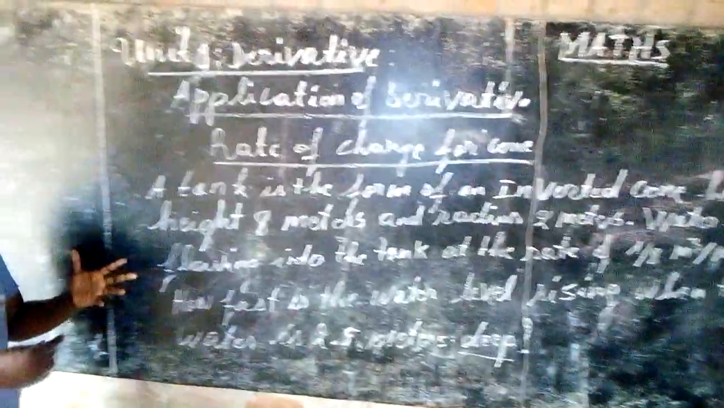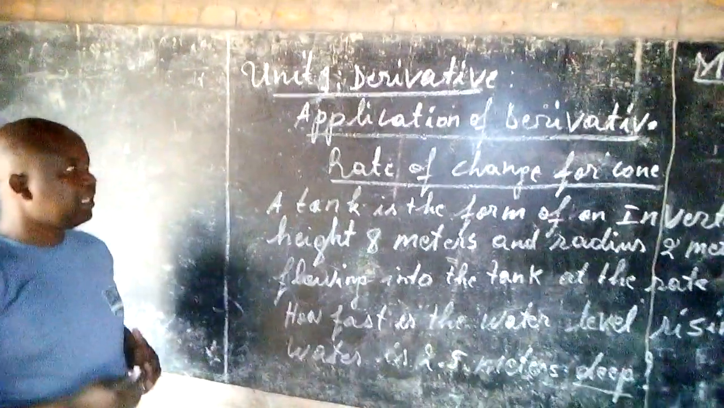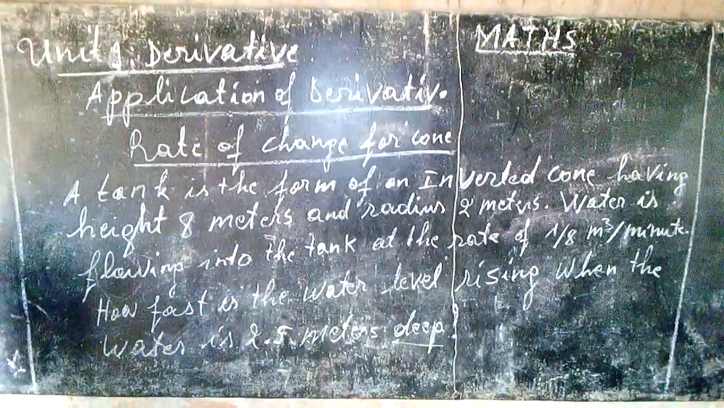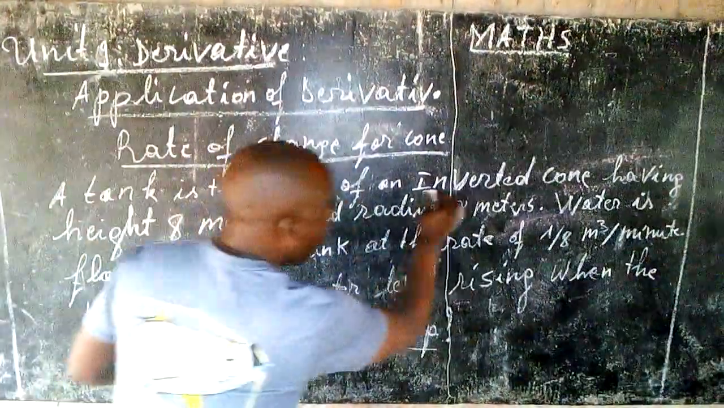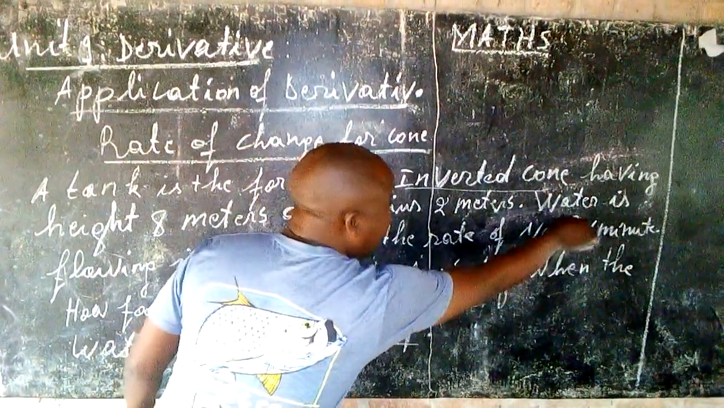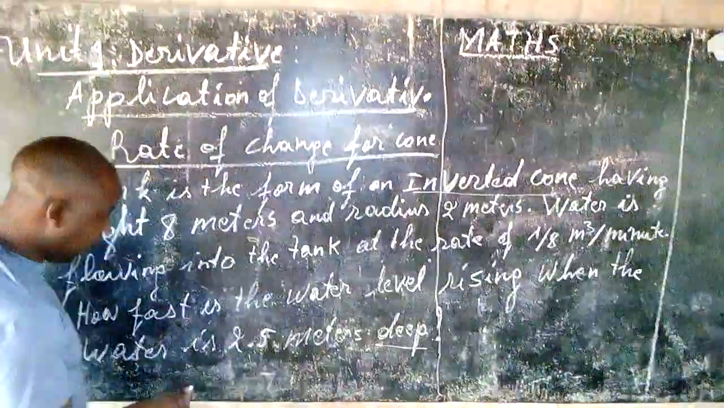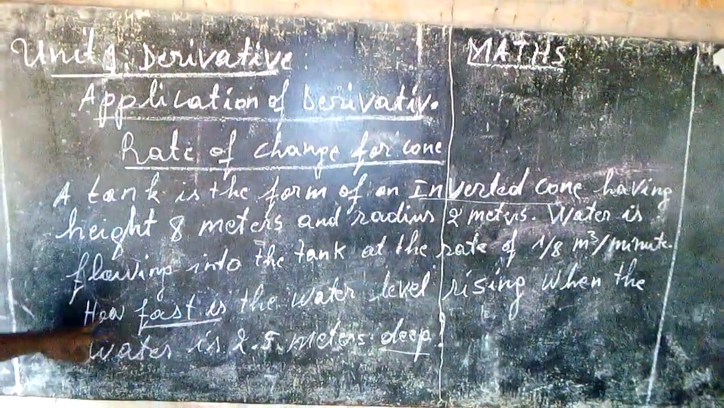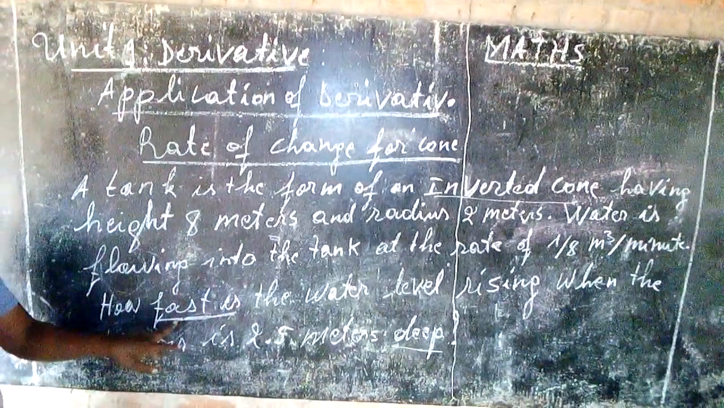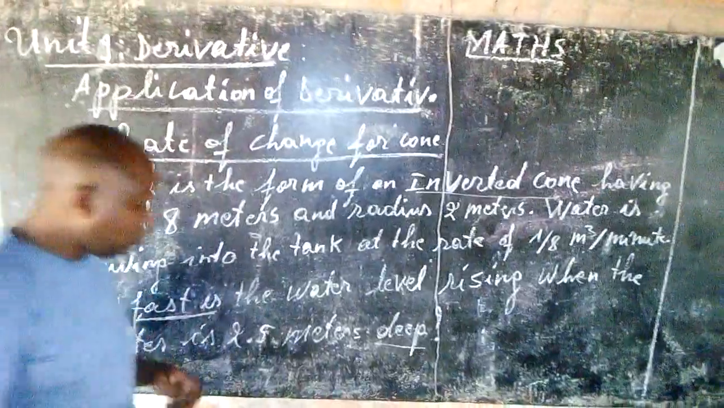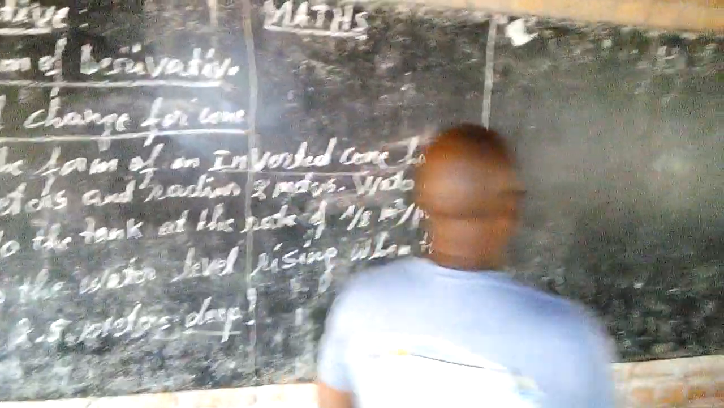Now, to answer a question like that one, we need to focus on many things: to draw an inverted cone, to understand the rate in meter cube per minute, and to understand the focus of the question, how fast is the water? Fast means speed. Fast means speed, the rate of displacement or distance with respect to time.